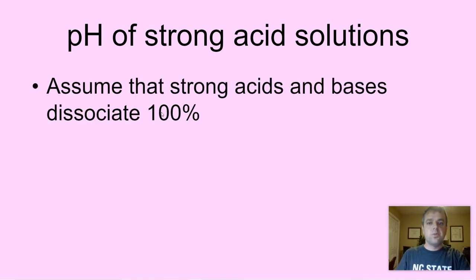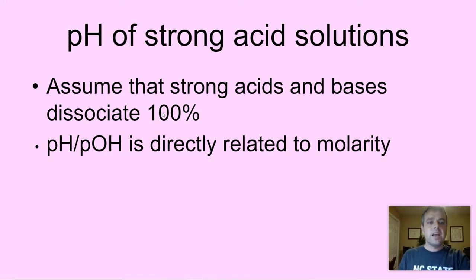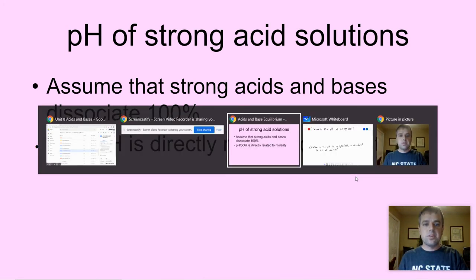We're going to talk about the pH of strong acid solutions and also strong base solutions. And so what we do is we assume that strong acids and strong bases dissociate or ionize 100%, and that strong acid or base is the only source of either hydronium or hydroxide ions in solution. And the pH or pOH is directly related to the molarity of that acid or base. So we're going to consider a couple of examples.